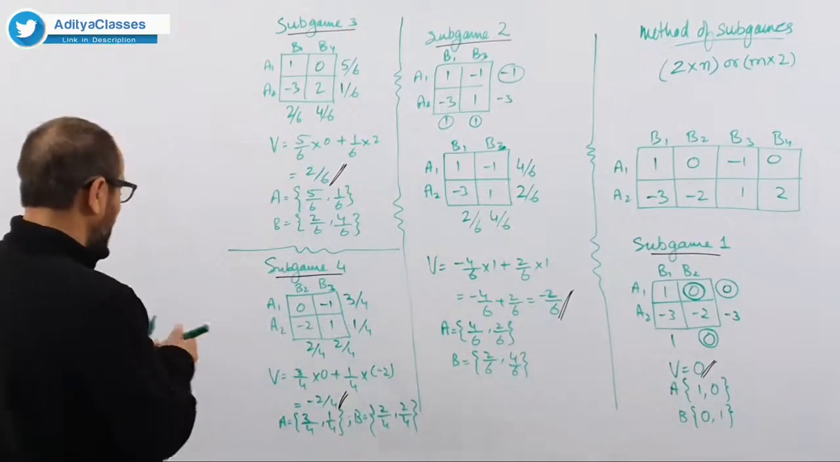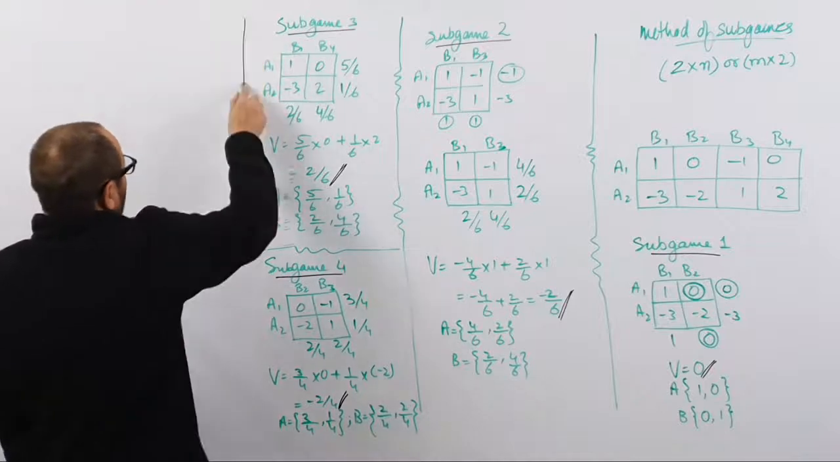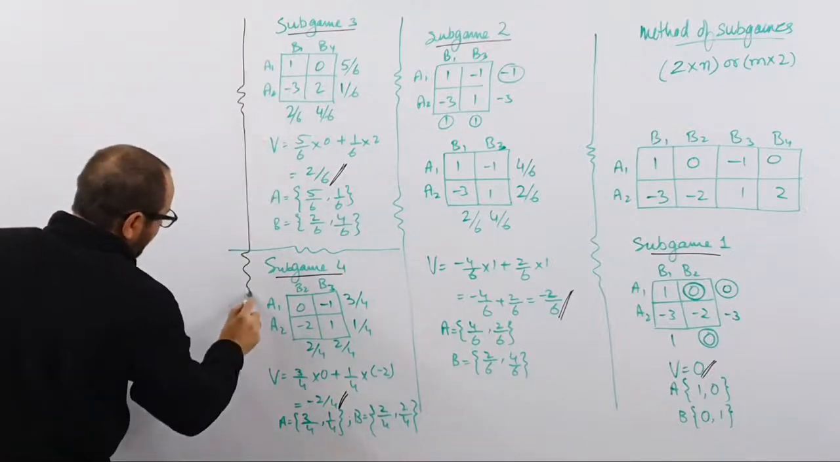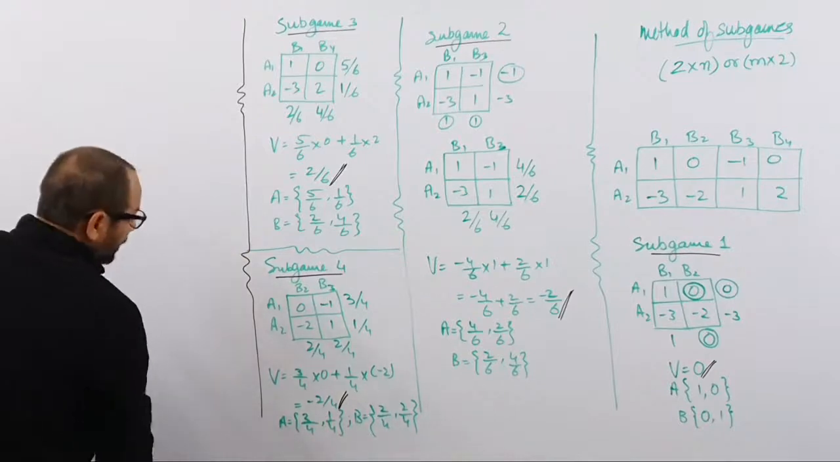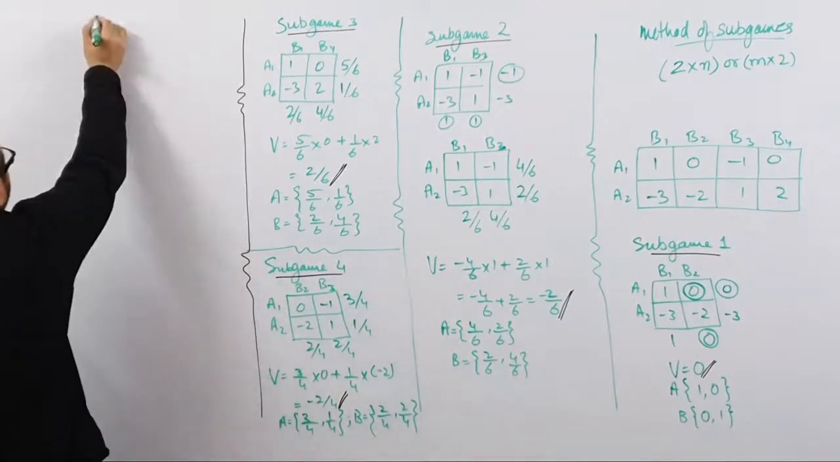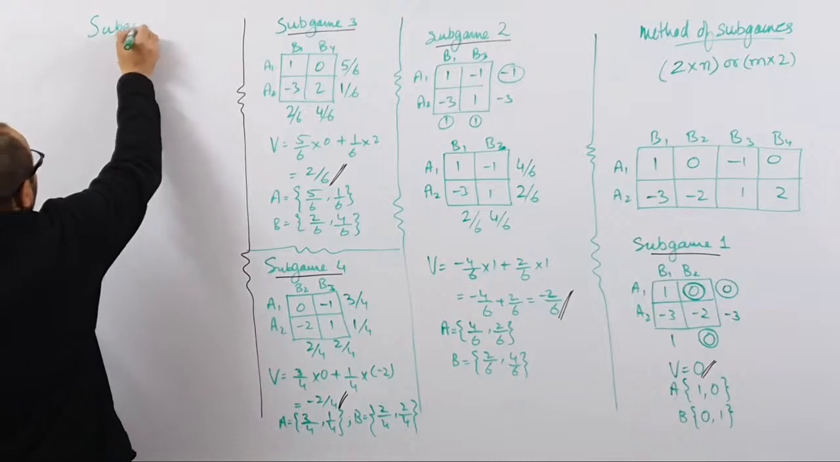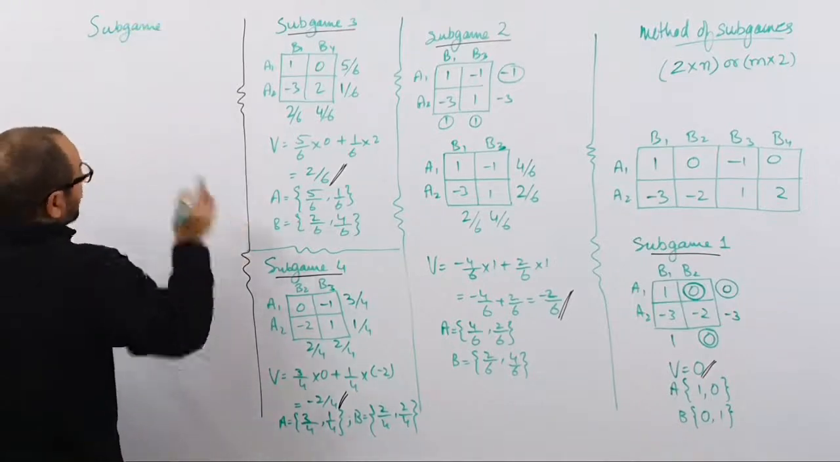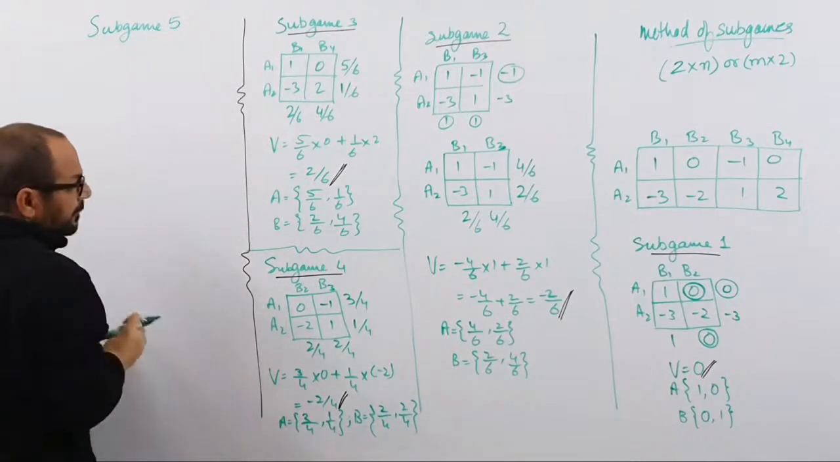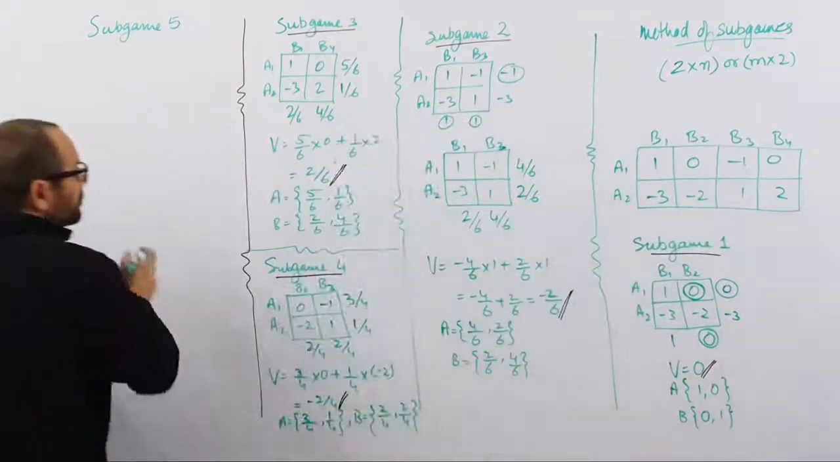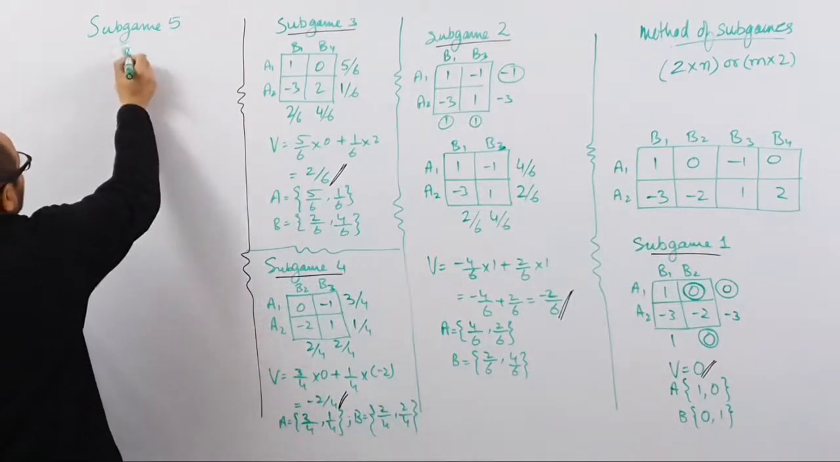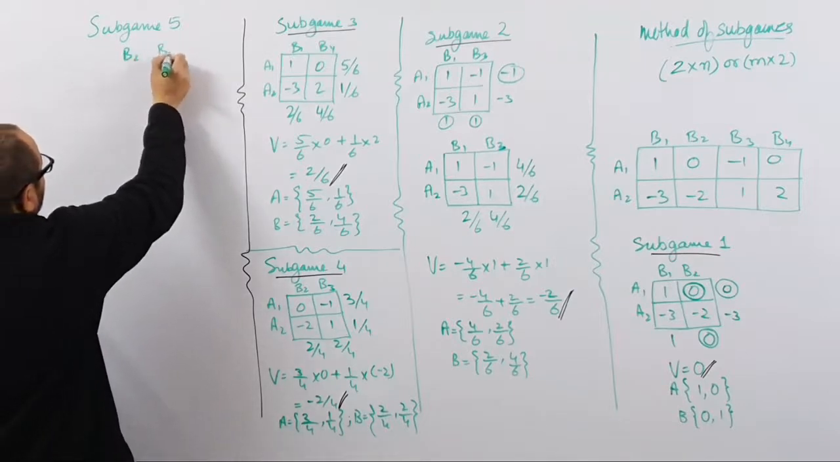Now do we have any more combinations? Yes, we have a couple of more combinations left. So let us go ahead and check those combinations. We have checked B2 against B3. B2 against B3 is done. B2 against B4 would be subgame 5.